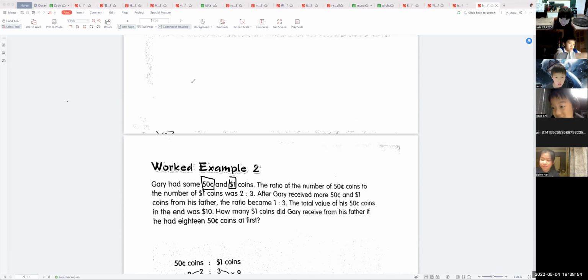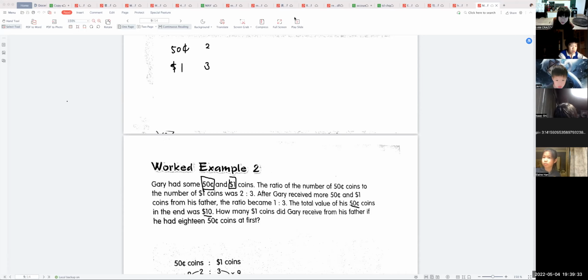The ratio of the number of 50 cents coins to the number of $1 coins used to be 2 to 3. So 50 cents and $1 is 2 to 3. After Gary received more 50 cents and $1 coins from his father, the ratio became 1 to 3. So that means he received some of them, right? The total value of his 50 cents coins in the end was $10.